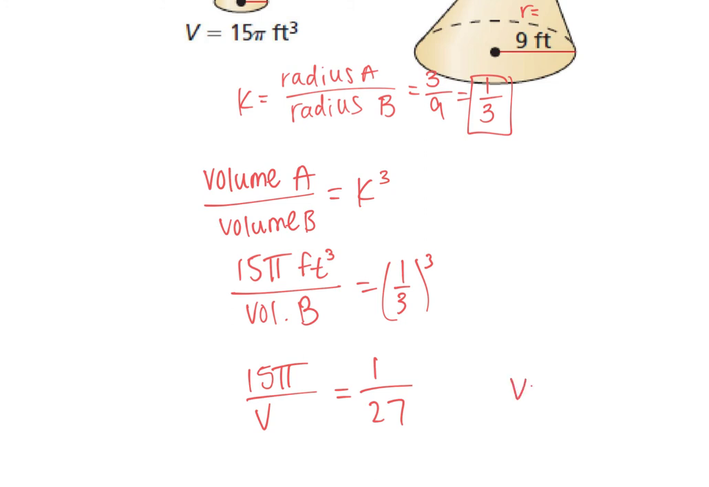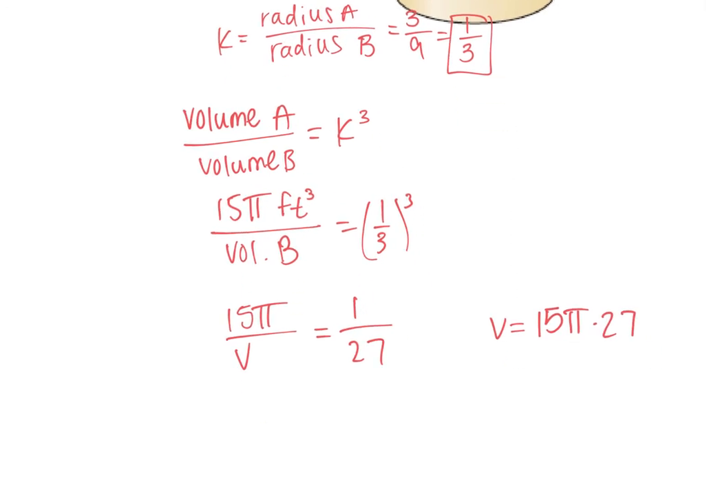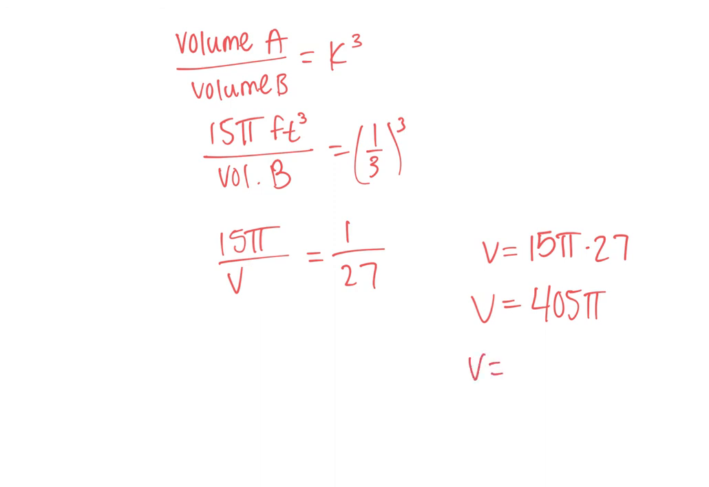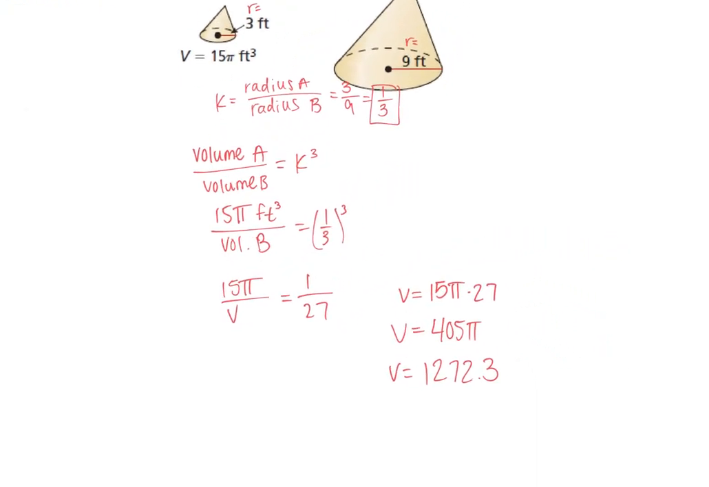Cross multiply, you're going to get volume equals 15 pi times 27. Multiply all that out. Your volume is going to be 15 times 27, 405 pi. If it asks you to leave it in terms of pi, that's your answer. If it asks you to round it to the nearest decimal, you would get 405 multiplied by pi, which is 1,272.3. And this is volume, so it needs to be in feet cubed.